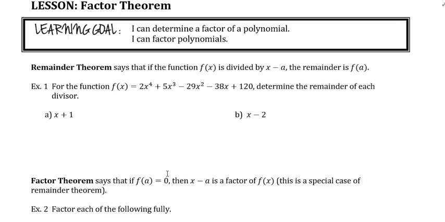Remainder theorem just says that if the function f of x is divided by x minus a, so that could be x minus 2, or it could be x plus 2, right? And then a is negative 2. The remainder is f at a. So what does that look like? Okay, let's take a look.